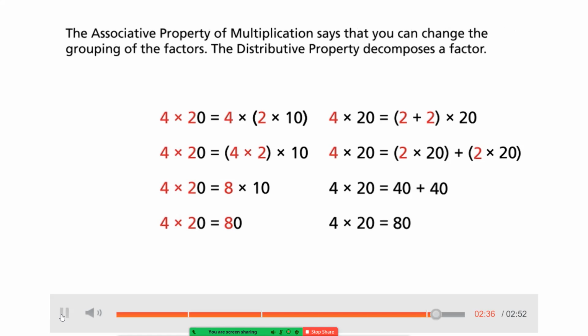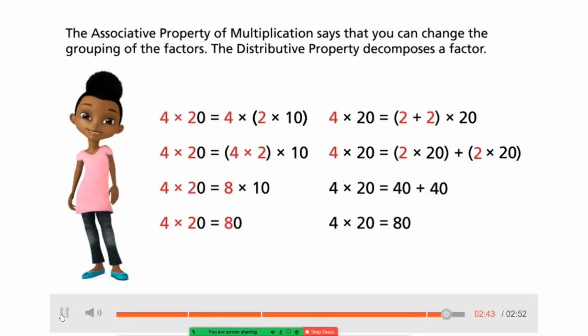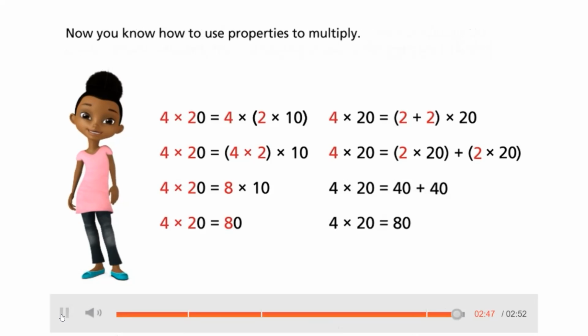The associative property of multiplication says that you can change the grouping of the factors. The distributive property decomposes a factor. Now you know how to use properties to multiply. Great job!